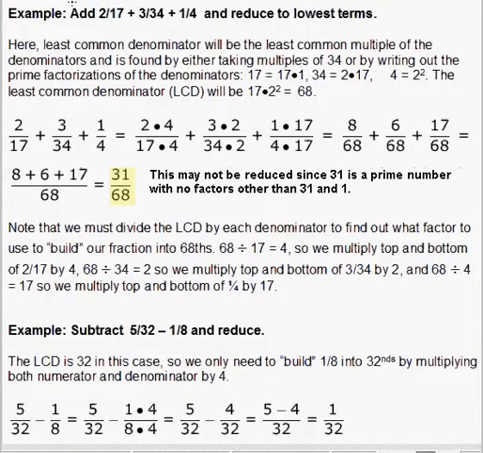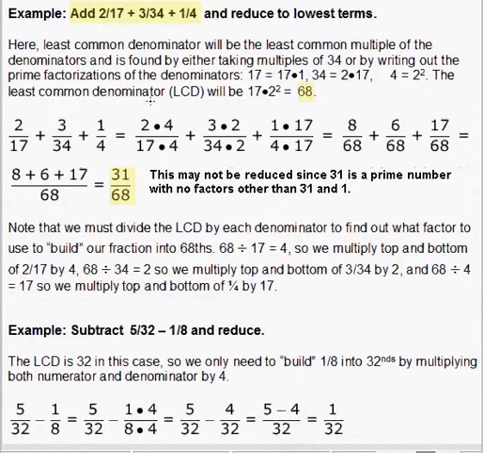In this next example, we're going to add three fractions. Add 2/17 plus 3/34 plus 1/4. Once again, we have to write all of those fractions with the same denominator, so we're comparing the same size pieces. We have to find the least common multiple of all three denominators. One easy way to do that in most cases is to take multiples of the largest denominator, in this case 34. 34 times 2 is 68. It turns out that 68 is divisible by all three denominators.